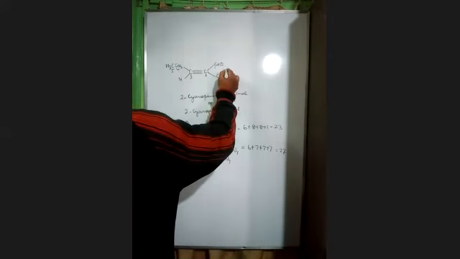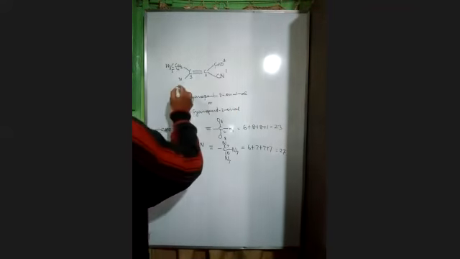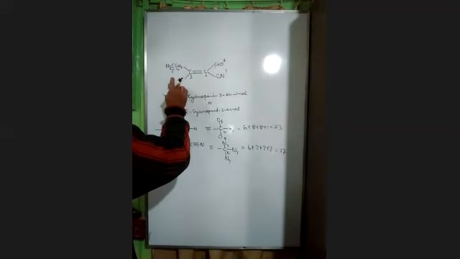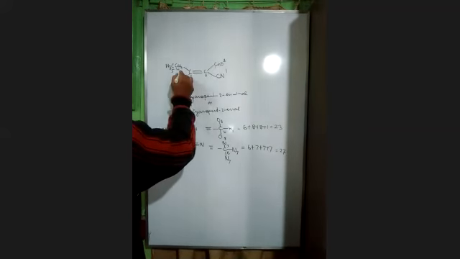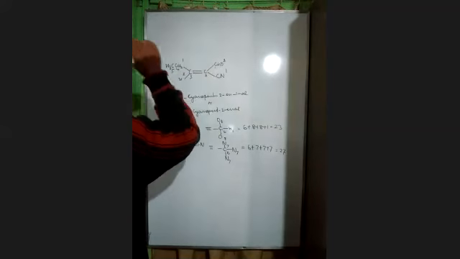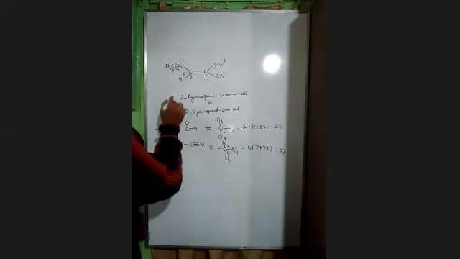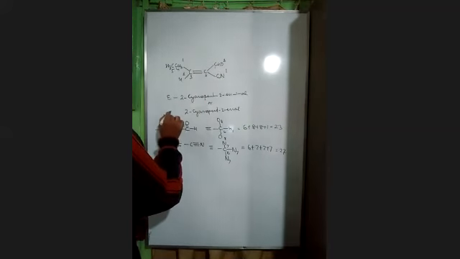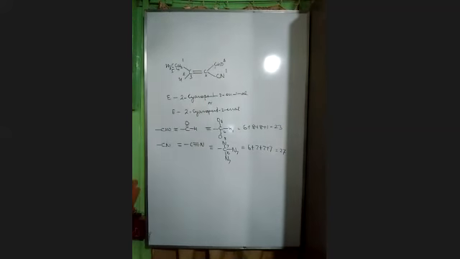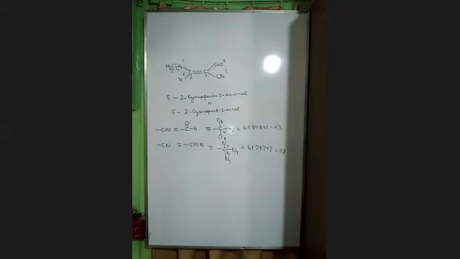So priority wise, this is 1, this is 2. And it is very easy. Carbon is 6, hydrogen is 1. So it is 1 and this is 2. So they are on the opposite side. If it is opposite side, what should I write? E. These are E and Z isomers.